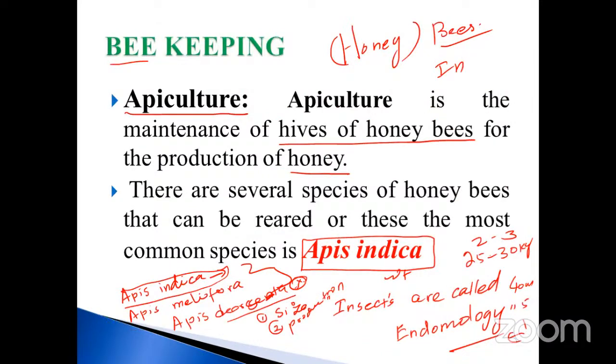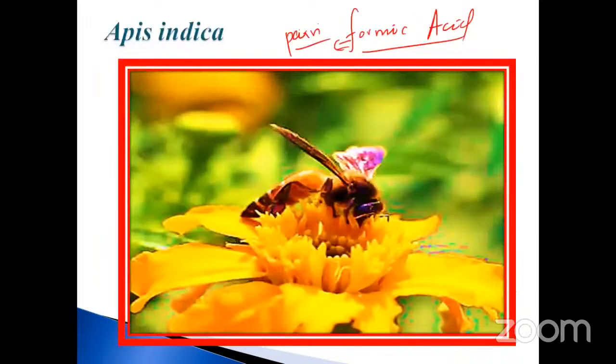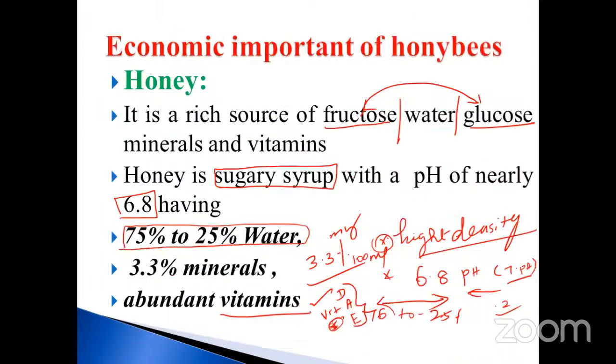Beekeeping is nothing but apiculture. Culturing of honeybees is called apiculture. There are many types of bees present worldwide. Apis indica is the most common among Indian bees. Apis indica, Apis dorsata, Apis mellifera: these three types have been reported according to size, and their honey production is also very high.